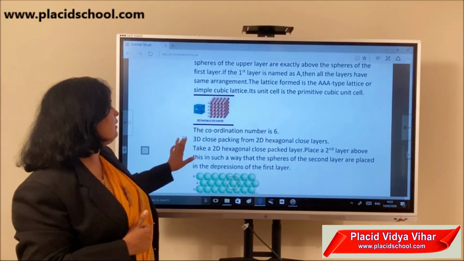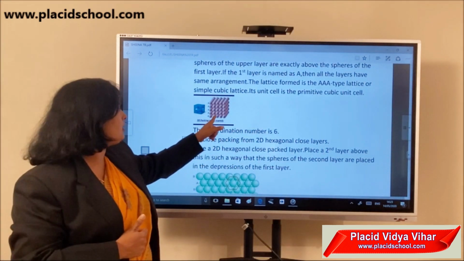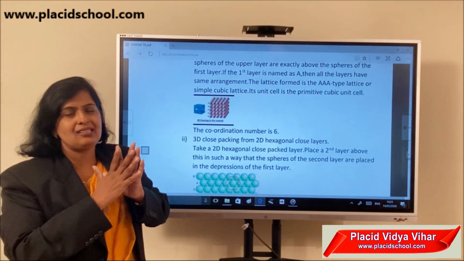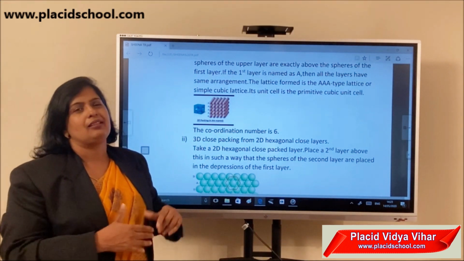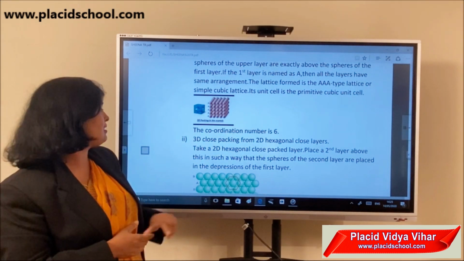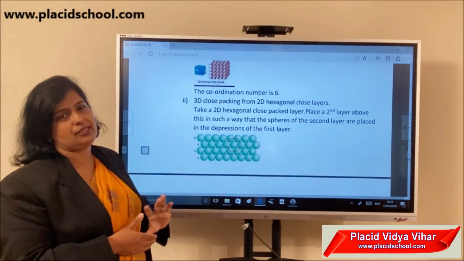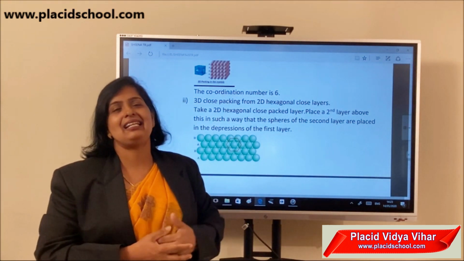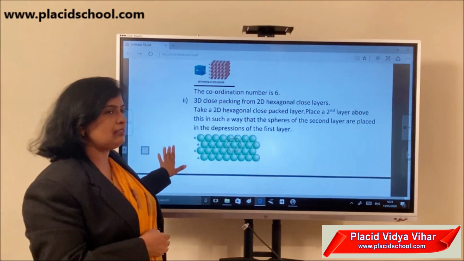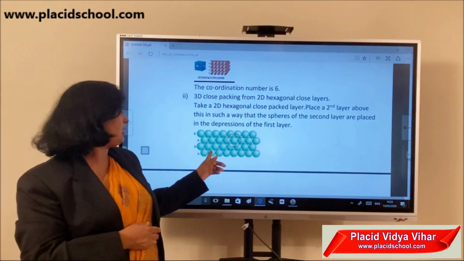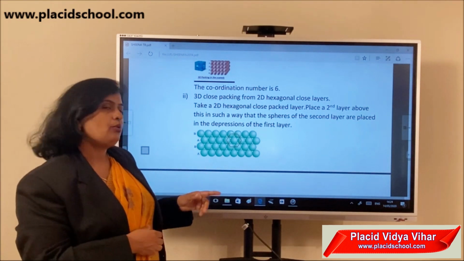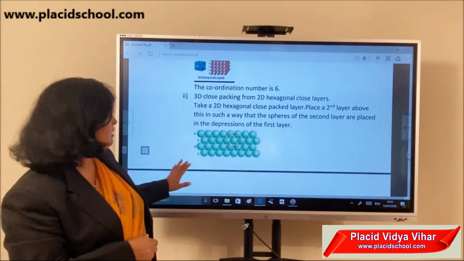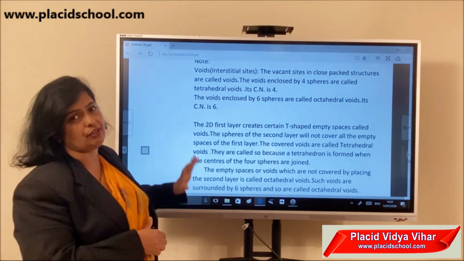Now, here the coordination number. If we consider one particle, 6 other particles are in close contact with it, and in simple cubic lattice, the coordination number is 6. Another way of making a three-dimensional structure is from two-dimensional hexagonal close packing. So for this, take a single layer, take a first layer. Now the second layer is to be kept on the depressions of the first layer.